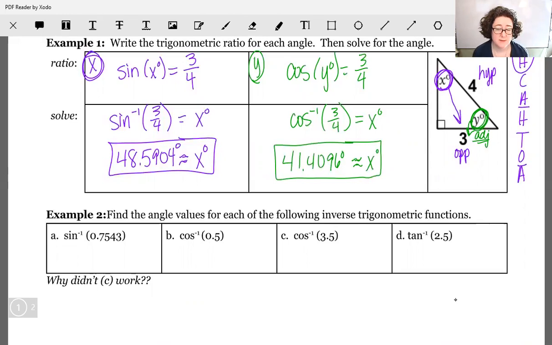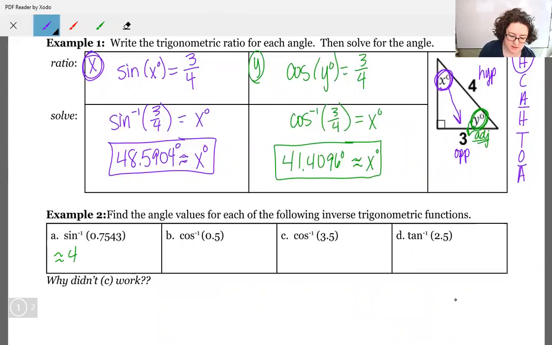Okay, so hopefully you popped back out to see what you got on your problems. Okay, let's plug these in to see if we agreed. So sine inverse of 0.7543, I'm getting out approximately, it's actually, let me change my color because I know green is not the easiest to see.